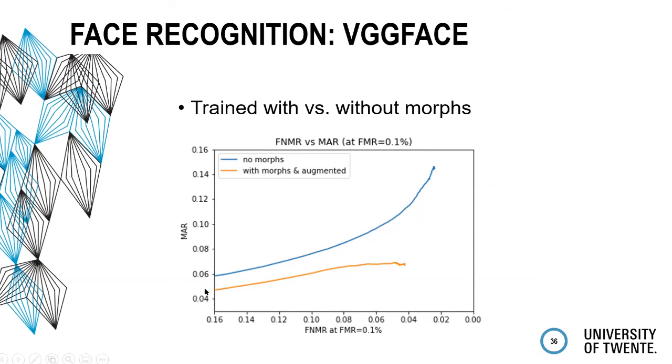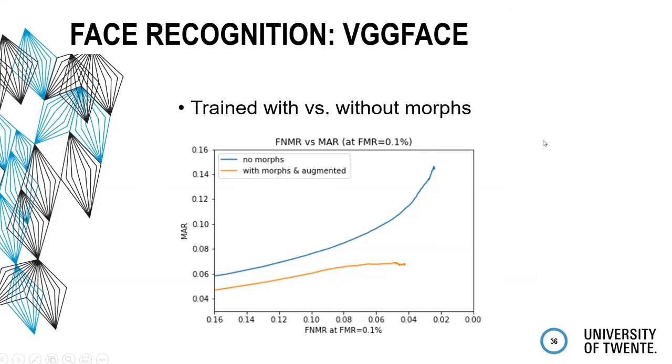And when you use the other training scenario where you treat morphs as separate identities, you still lower the false non-match rate at a fixed false match rate. So the separation of the distributions becomes better, but it is not at the cost of accepting more morph comparisons. So you do see here a caveat is that the separation of the distributions is not quite as good as it was when you train without morphs.